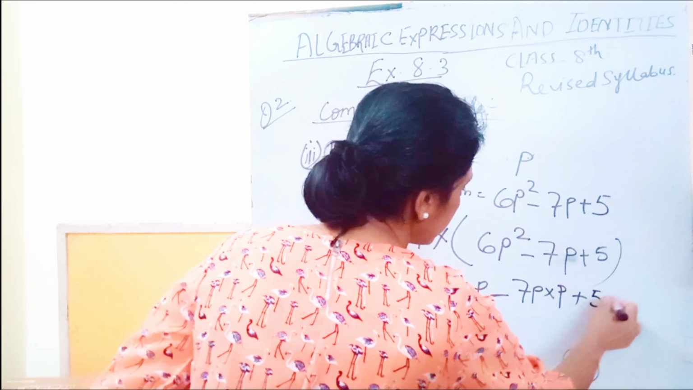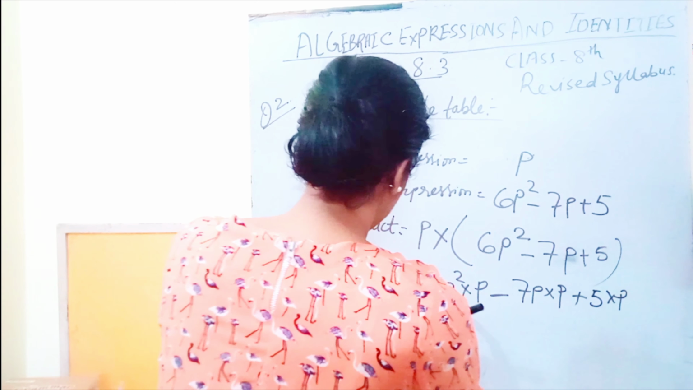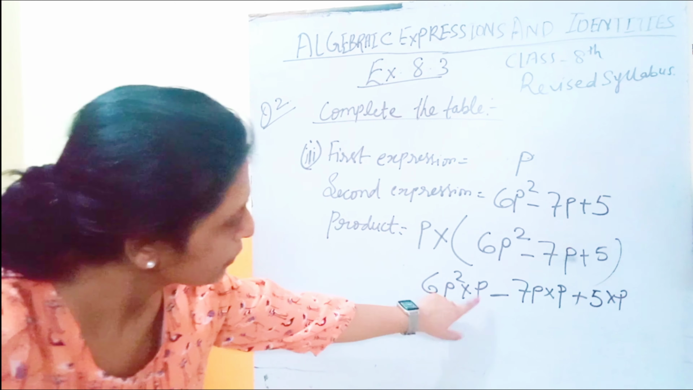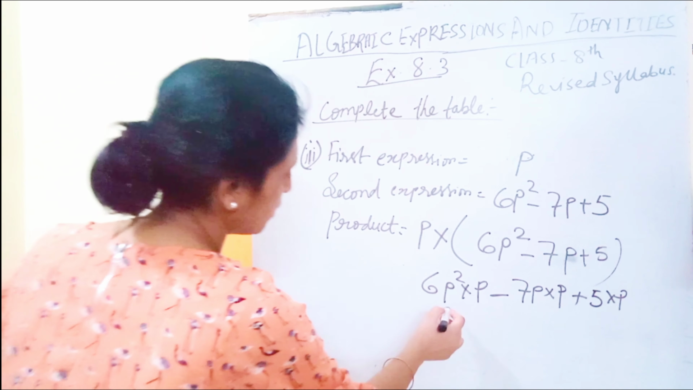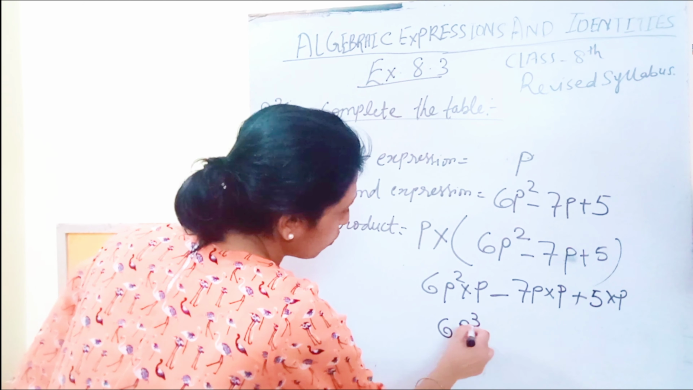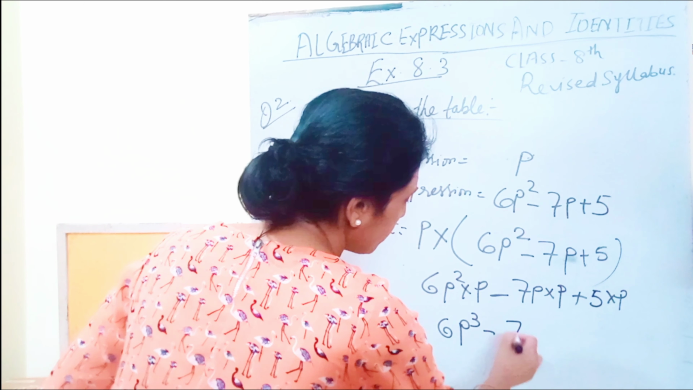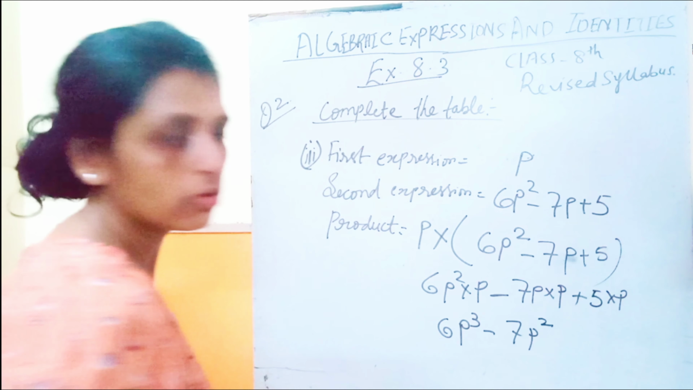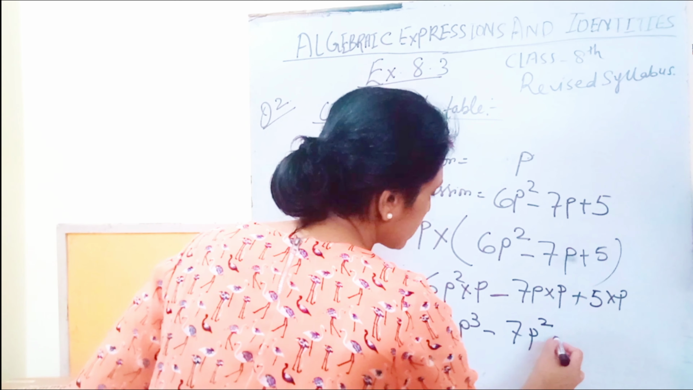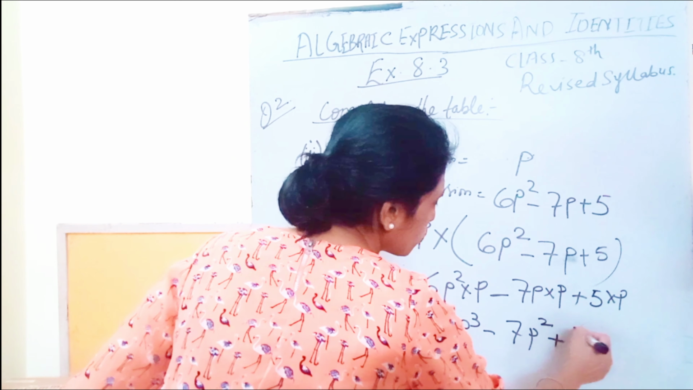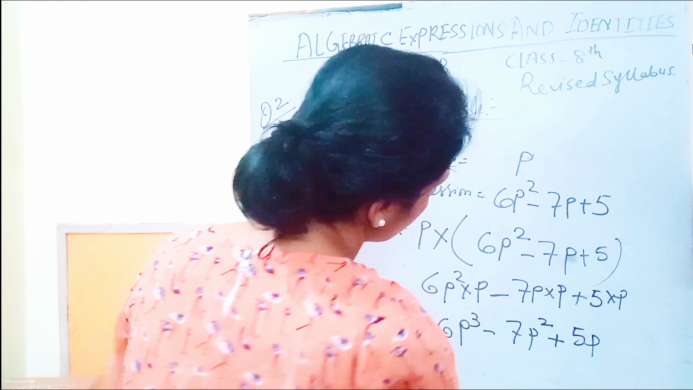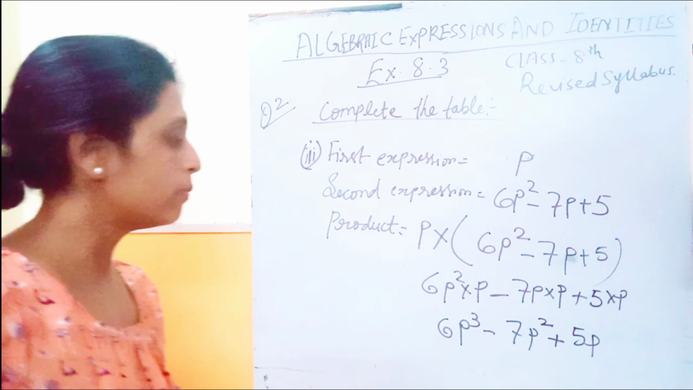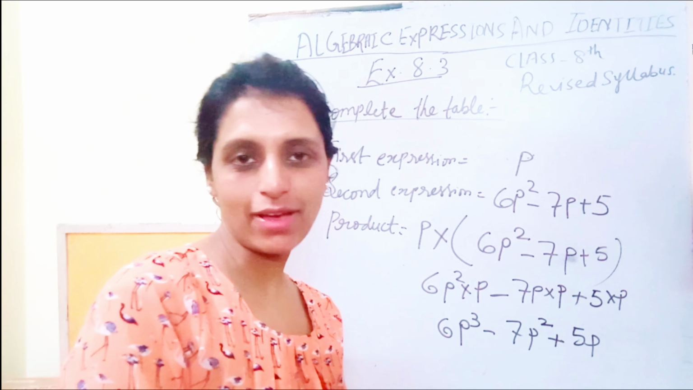Then 5 into. Okay, here see, the same bases are there, so powers will get added. So it will be 6p cube minus 7p into p. The bases are same, powers will get added, so it will be minus 7p square plus 5 into p will be 5p. So the product is 6p cube minus 7p square plus 5p.